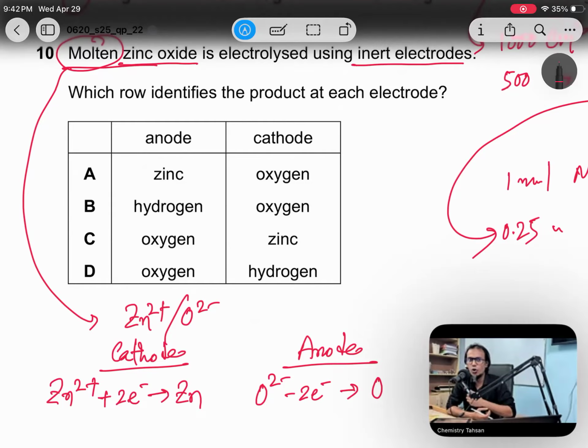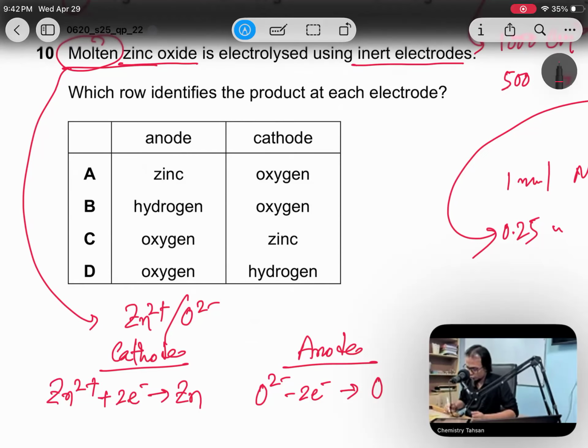Basically, all the gases we are studying in O-levels chemistry are diatomic, like nitrogen is diatomic, fluorine is diatomic, chlorine is diatomic, so oxygen is diatomic. Even especially all the nonmetals like bromine is Br2, iodine is I2. So most of the nonmetals we are studying in O-levels chemistry are diatomic.